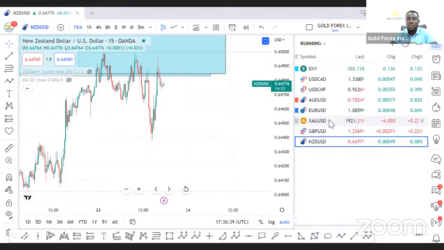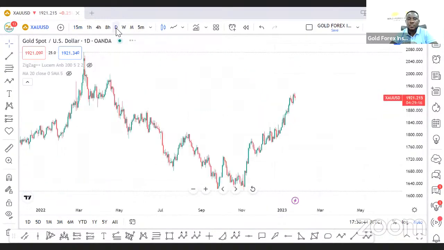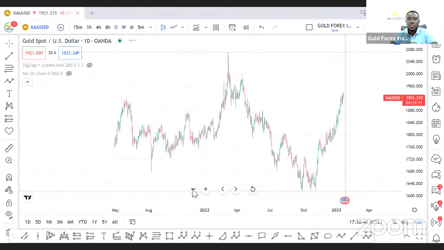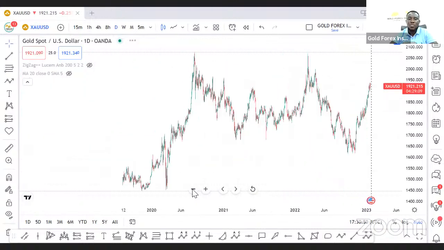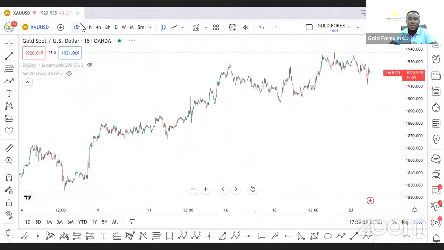I think we've tackled all. Gold dropped. So I was expecting it to go up a little before it dropped, and it did that. It did perfectly that.